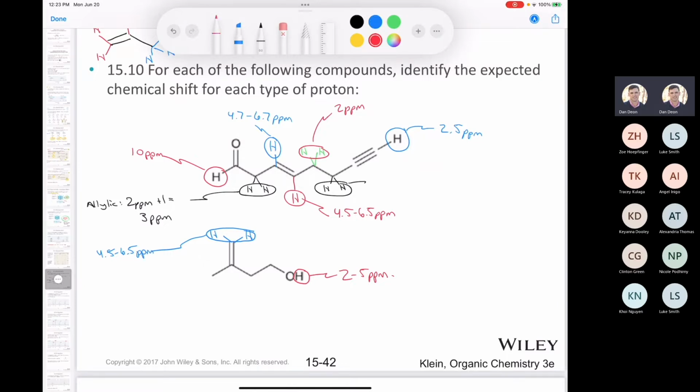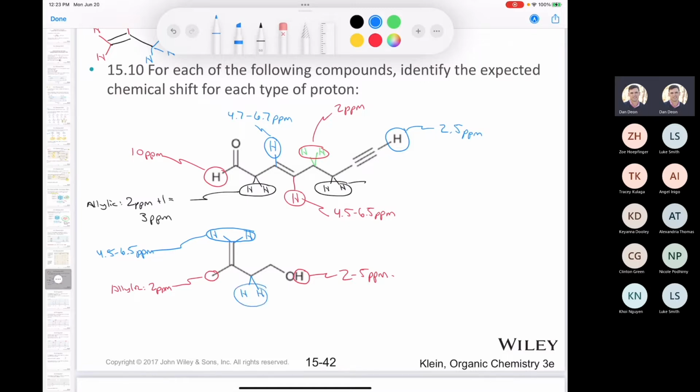Then we have some allylic protons. So these are all allylic protons. There are 3 protons here. I'm just going to circle all of those and just say allylic. And allylic protons have a chemical shift of around 2 parts per million. Same thing here. These 2 protons are allylic.